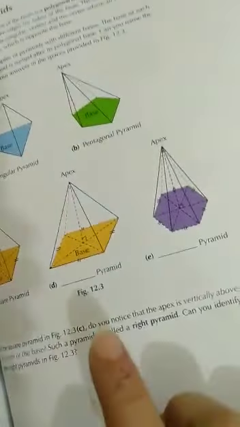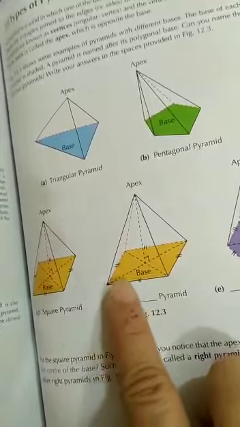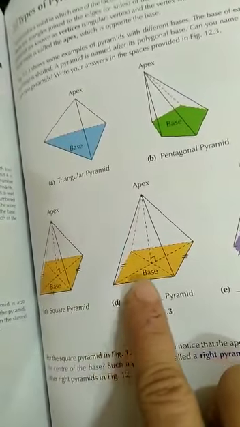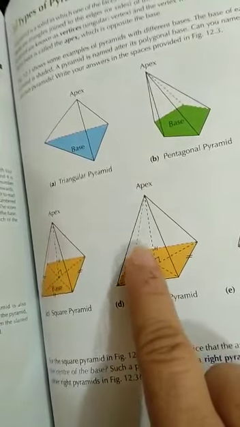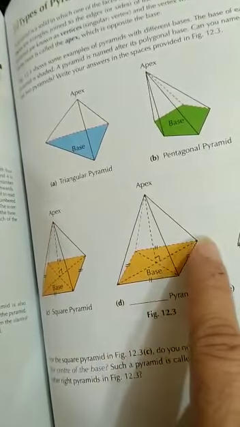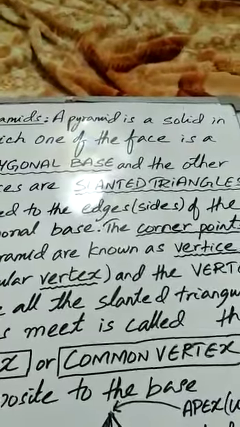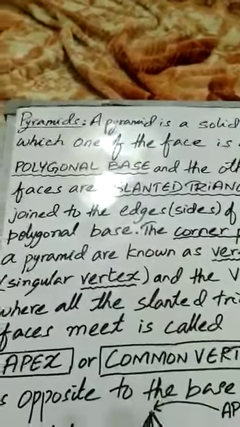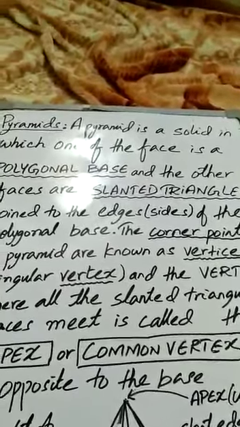Now look here, this is a rectangular base pyramid. We know that a rectangle has four sides. So with all the sides, look here, with this side there is a slanted triangular face attached. With this length, there is a slanted triangle attached. So remember, a pyramid is a solid having a polygonal base, and all the other faces are slanted triangles.